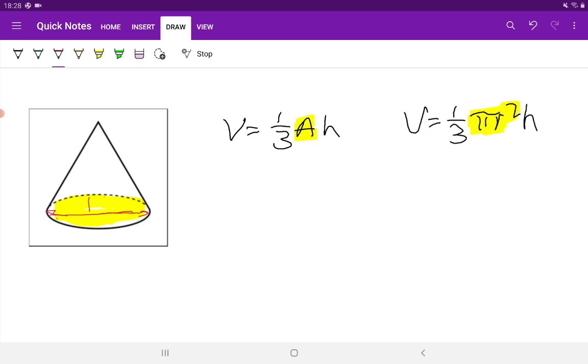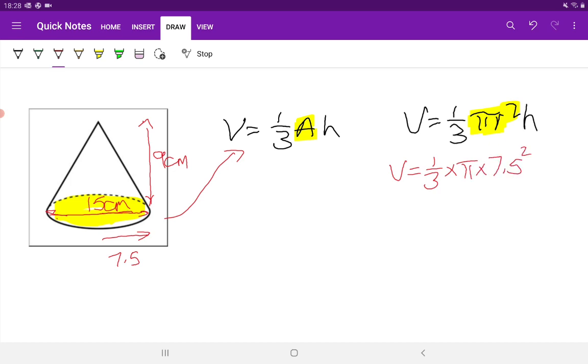So if I told you that that distance was 15 centimetres, and I told you here that that is 9 centimetres, we need to work out the area of that circle. Now we could do it separately and use that formula, just like we did with the square base pyramid, or we could just say, right, that radius is 7.5, so I'm going to use this formula, 1/3 times pi times 7.5 squared times the height, which is 9.